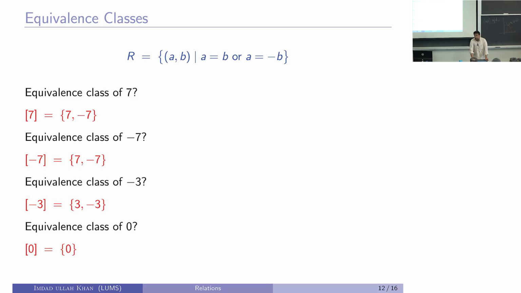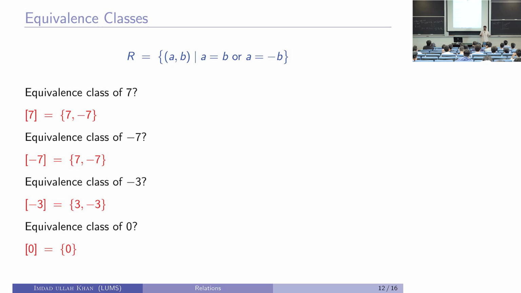Yeah, because the relation R is an equivalence relation. It's a reflexive relation, right? What else is 7 related to? Negative 7, right? So 7 and negative 7 is the equivalence class of 7. What will be the equivalence class of negative 7? Exactly, 7 and negative 7.